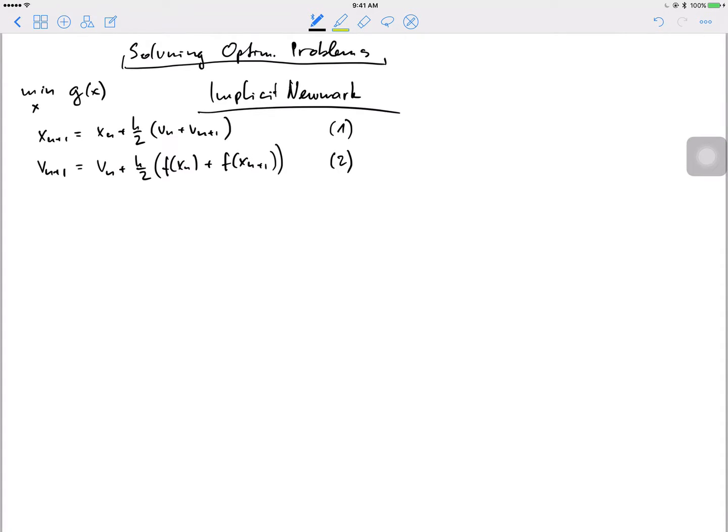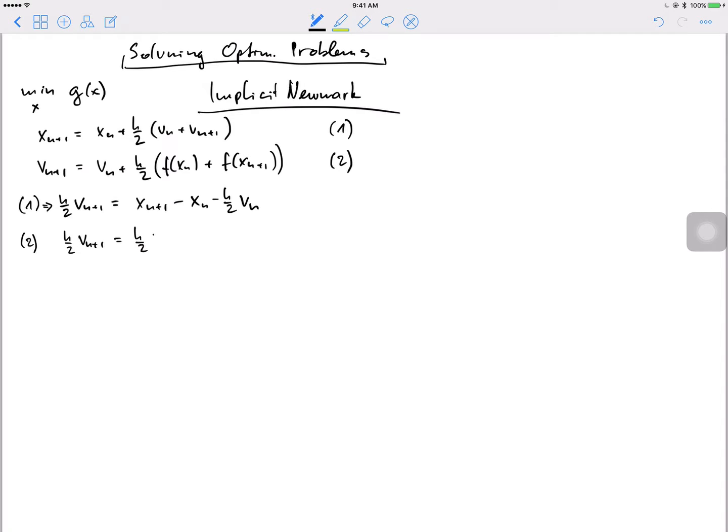So the way I will do it, from 1, I will express what is h half Vn plus 1, okay? And that will be, I just put this on one hand side, xn plus 1 minus xn minus h half of Vn. Okay, so I just isolated this term Vn plus 1 from the first equation, okay? You can write it like this if you will. Now what I can do, I can multiply the second equation by h half, right? So I get the same thing on the left-hand side.